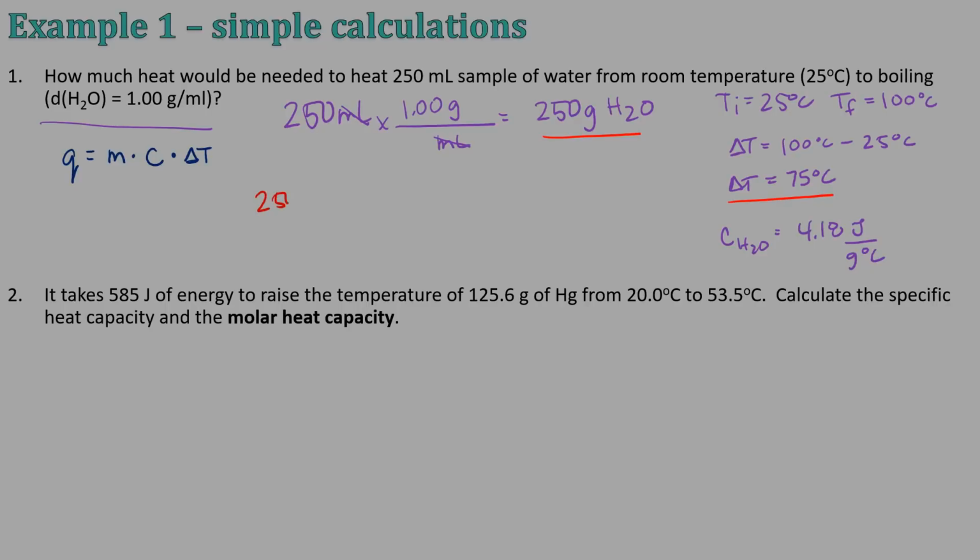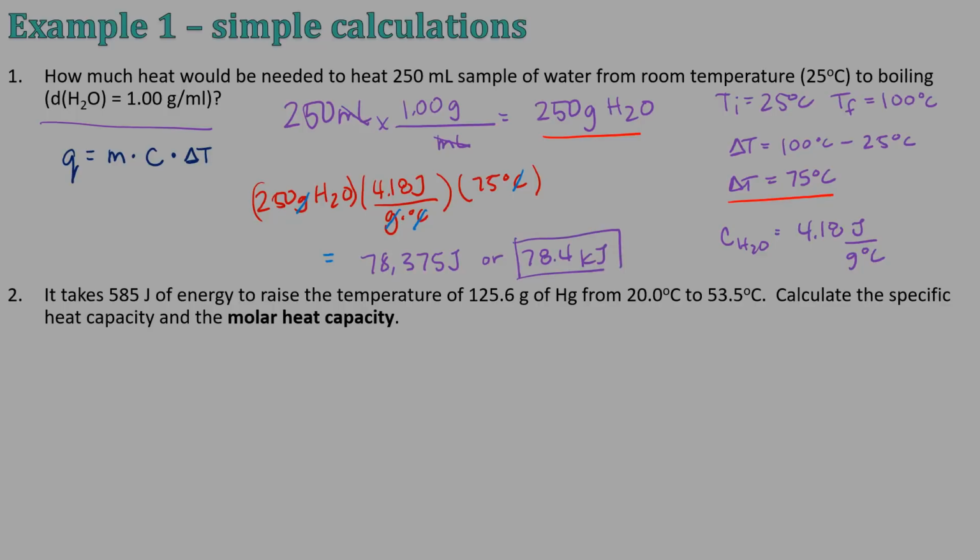I've got 250 grams of water, and there's 4.18 joules needed for every gram to go up 1 degree Celsius, and we want to go up 75 degrees Celsius. So my degrees Celsius cancels out, my grams cancel out, and I end up with joules. And I get 78,375 joules, or 78.4 kilojoules. To go from joules to kilojoules, there's 1,000 joules in 1 kilojoule. You just divide by 1,000 if you set up the dimensional analysis, or just do it in your head.